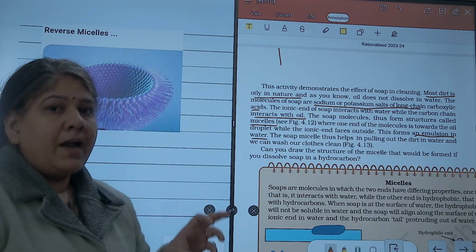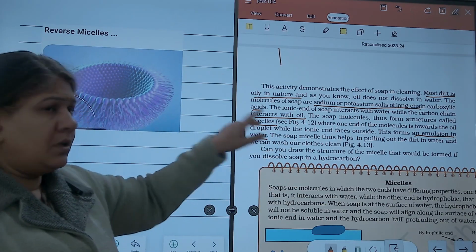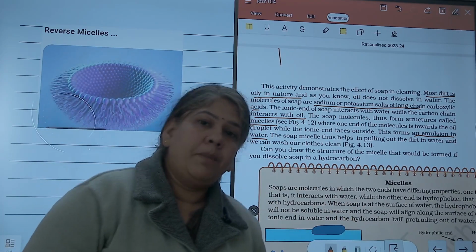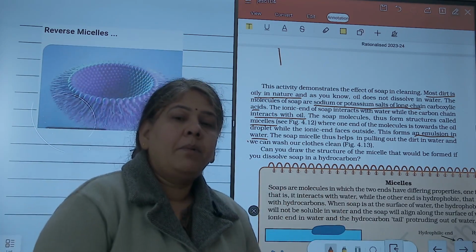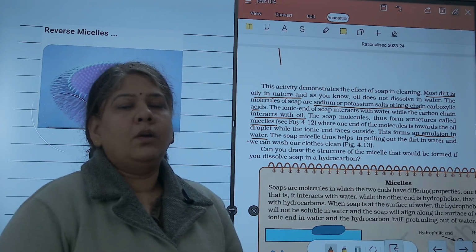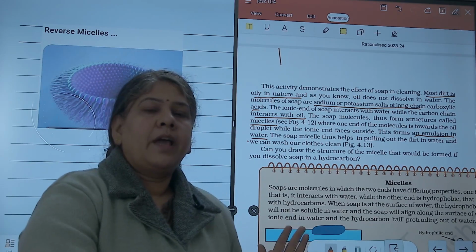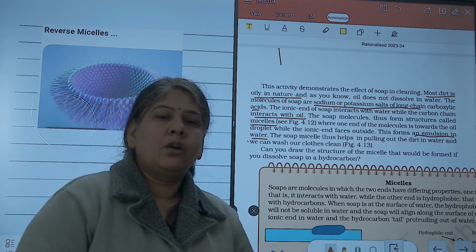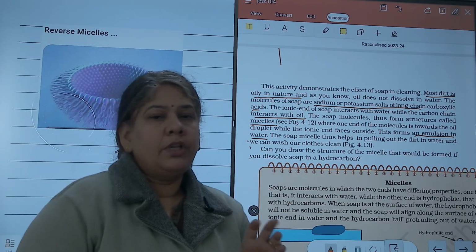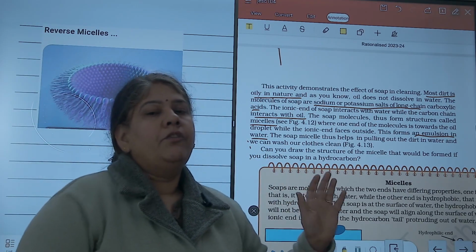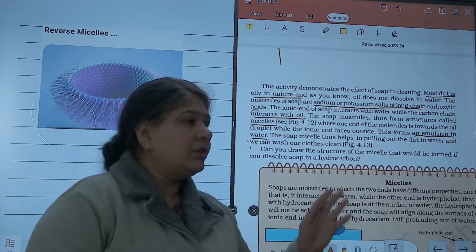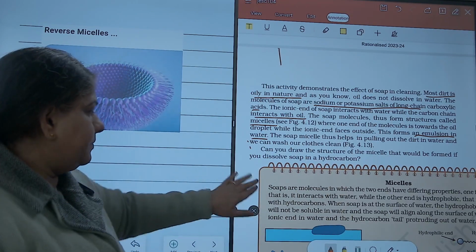So the oily part, the hydrocarbon end of the soap, will attach to the oily part, and the ionic part will remain in the water. So just by simply scrubbing the clothes, the micelle particle that is holding on to the dirt particle will get detached from the cloth and will now become the part of water. So thus the clothes get clean.